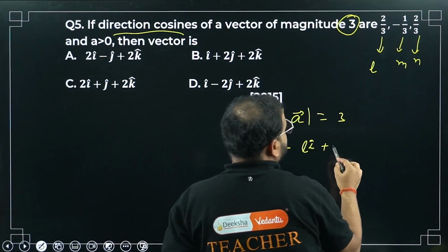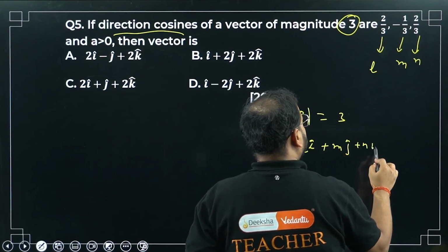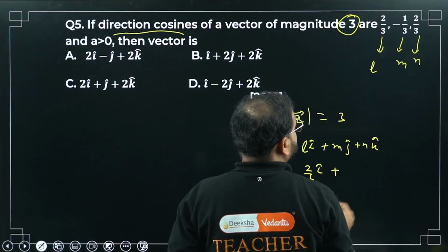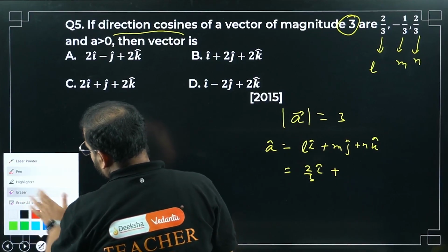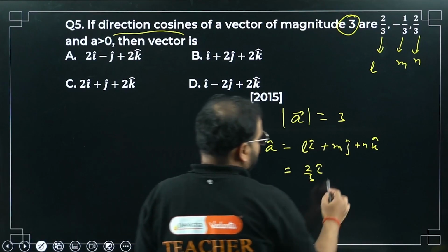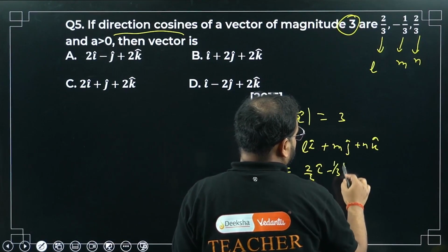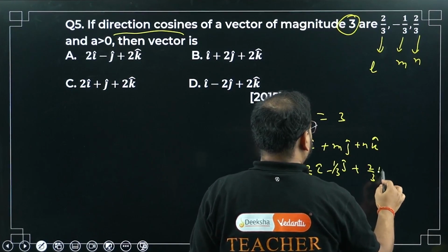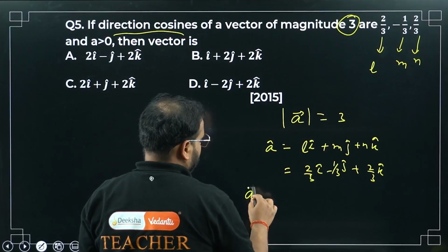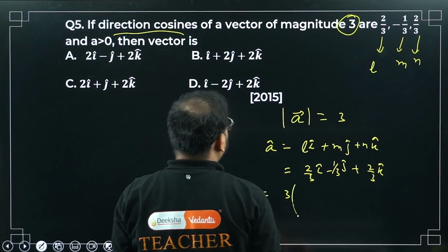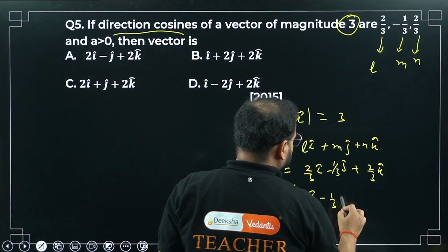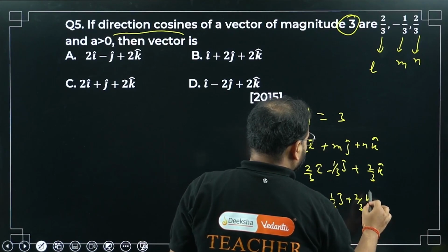plus m j cap plus n k cap. So what is it? 2 by 3 i cap plus, sorry, not plus, minus. This is minus 1 by 3, no? So minus 1 by 3 j cap and plus 2 by 3 k cap. This is my unit vector along A. But I'm looking for vector A. Vector A would be 3 times of what? Please check here. 2 by 3 i cap minus 1 by 3 j cap plus 2 by 3 k cap.